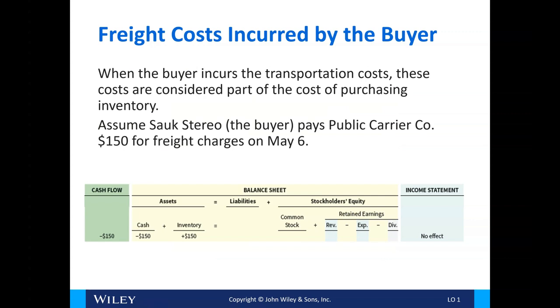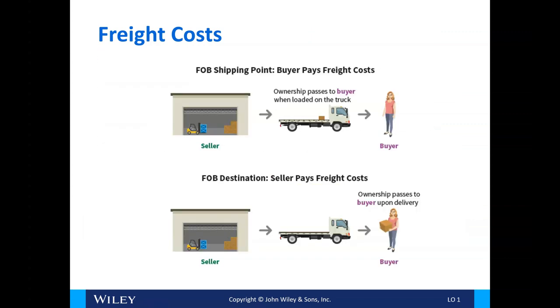Freight cost. If it is FOB shipping point and you pay the freight cost, those costs are part of your inventory because the inventory includes the cost of inventory and the cost of getting it to your warehouse. So freight in is part of your inventory cost. Freight out is an expense. So FOB destination to me means that Amazon's paying the freight costs. That's an operating expense. That's not part of the inventory costs.